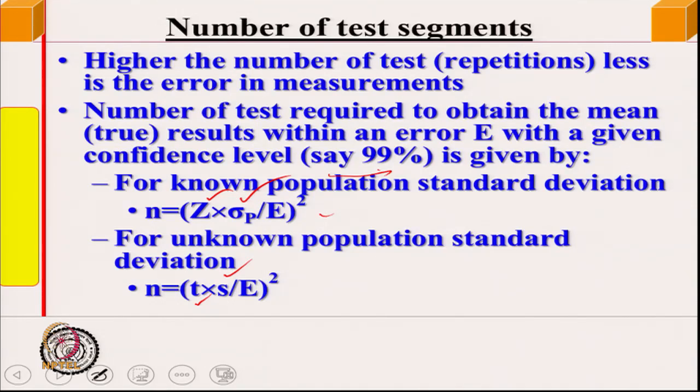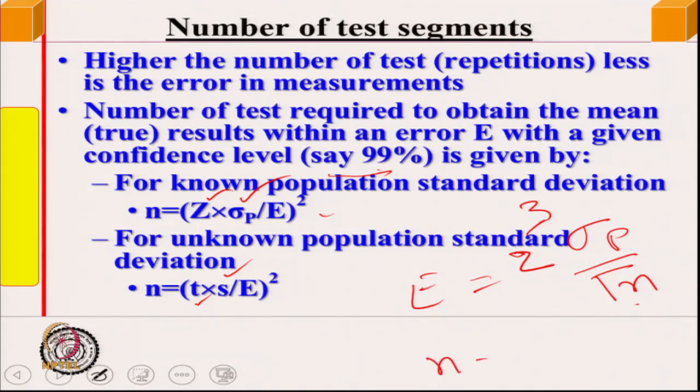So, the error E is equal to Z, where Z is 3 for 99%, times sigma population divided by under root n. This is the error. So, n you can find out will be equal to Z square, Z into sigma p, divided by E square.